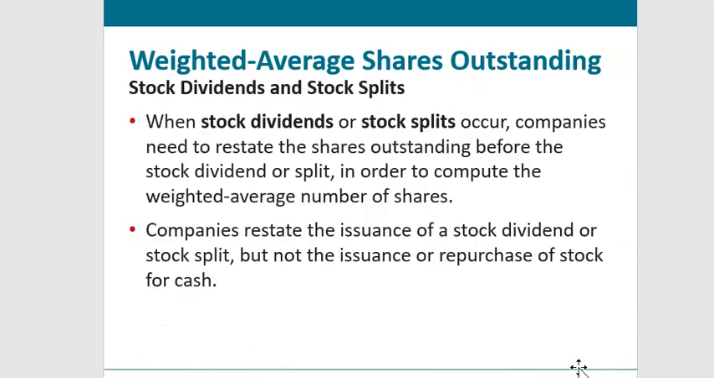Now, we looked at when companies issue unissued shares and when they buy back their stock and then reissue. What happens when companies have stock dividends and stock splits? When stock dividends or stock splits occur, companies need to restate the shares outstanding before the stock dividend or split in order to calculate the weighted average number of shares.